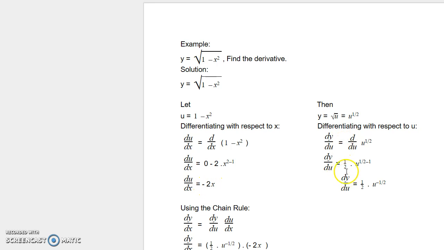So now, on this side, we have y as a function of u. We're going to differentiate it with respect to u. dy by du is equal to d by du of u to the power of 1/2. So we can use the power rule, and when we use that, it simplifies to 1/2 times u to the power of 1/2 minus 1. And we can simplify it some more as 1/2 times u to the power of minus 1/2. 1/2 minus 1 is minus 1/2.